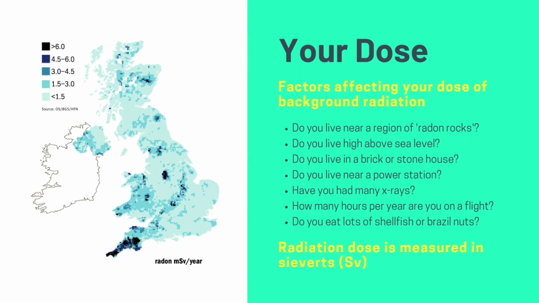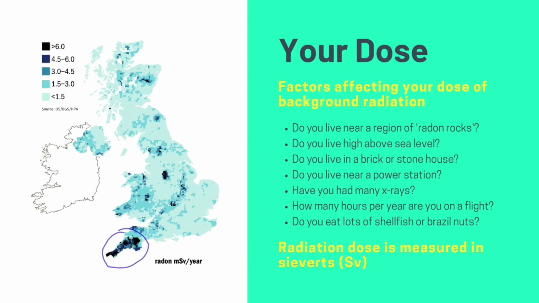Now, one of the things that's really interesting to do is to work out what your dose of background radiation is. And there's a little sheet attached to the bottom of this tutorial, and you can actually tick off and work out what your dose of background radiation is per year. And it depends on a number of things. It depends on where you live. So, do you live near a region of radon rocks? And if you look at this map here underneath me, you can see that Cornwall has quite a high count rate of radiation. So the rocks in Cornwall seem to be highly radioactive.